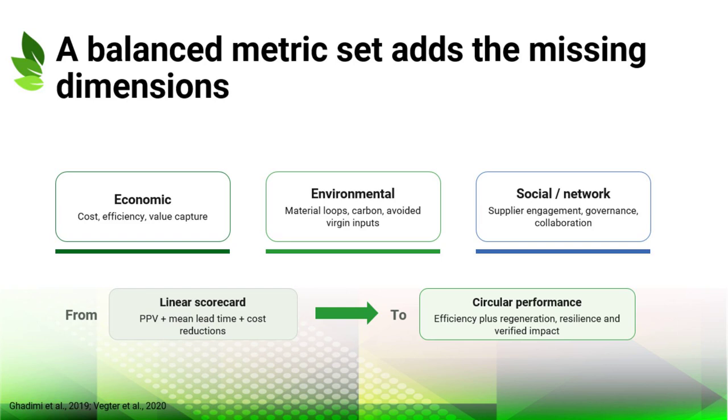The chapter does not argue that PPV or lead time should be abandoned. Instead, it argues that they must sit inside a broader system of measurement. Circular performance means combining efficiency with regeneration, resilience, and verified impact, so that managers can make decisions that are operationally and strategically sustainable. This is the foundation for the next frameworks.